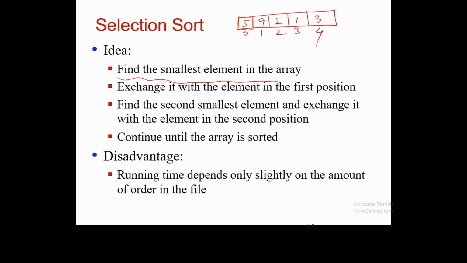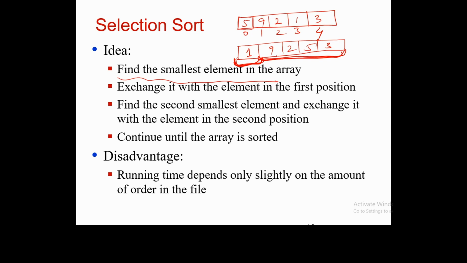So what will happen? This 1 will be exchanged with the 5, and our array will look like this. It will be 1, 9, 2, 5, and 3. So this element, the smallest element in the list, is placed at its appropriate position, the first position. Now the unsorted list is this one.